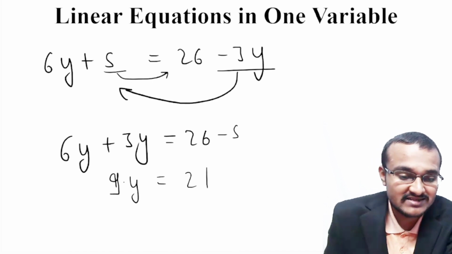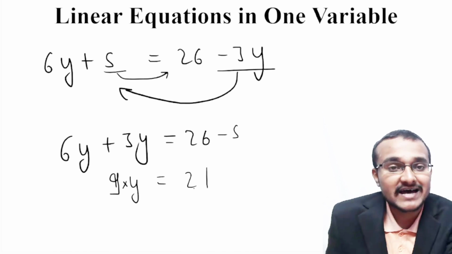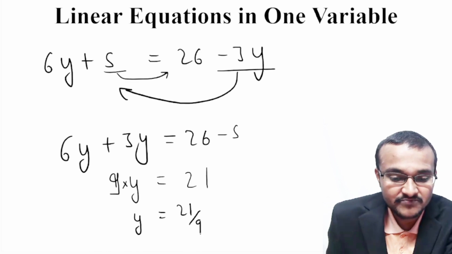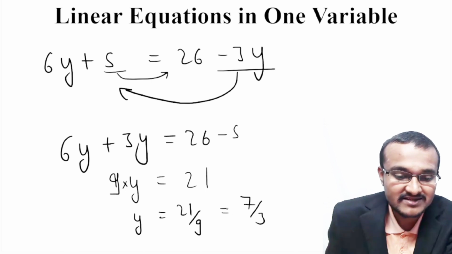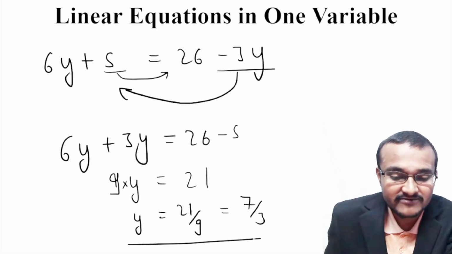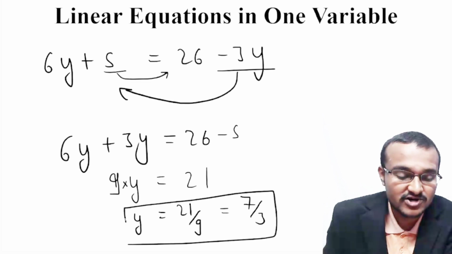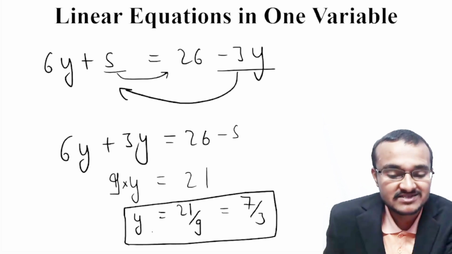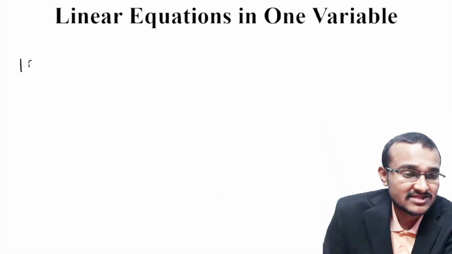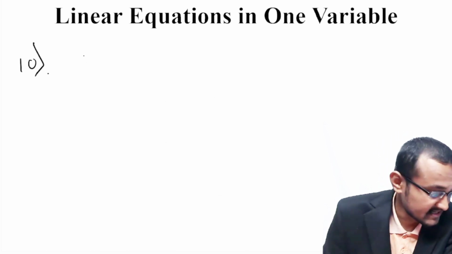Now you can actually bring this 9 to RHS. So that will become divided by 9. So y is equal to 21 by 9. So 21 by 9 is actually 7 by 3, because 7 3s are 21, 3 3s are 9. So 7 by 3. So the value after solving this particular equation, what you are getting is y is equal to 7 by 3. Let me solve the 10th question as well in this particular exercise.